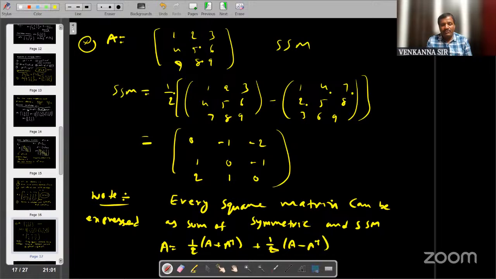What is the simplification of half A plus A transpose, half A minus A transpose? It is again A only. You see here, what is the simplification? A by 2, A transpose by 2, A by 2 minus A transpose by 2. A transpose by 2 minus A transpose by 2 cancel. A by 2 plus A by 2 is A. So a very, very important property.